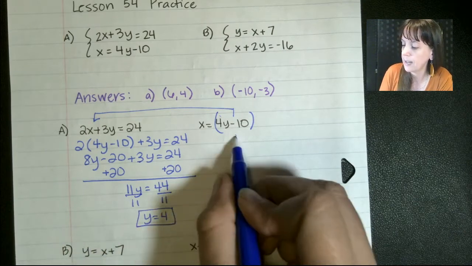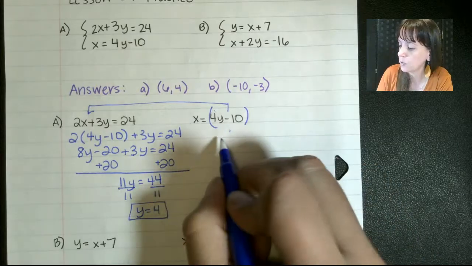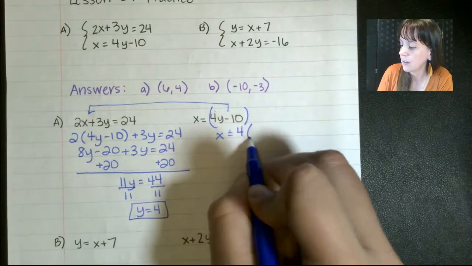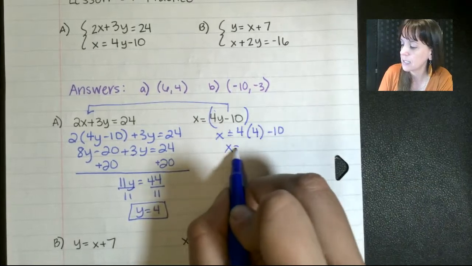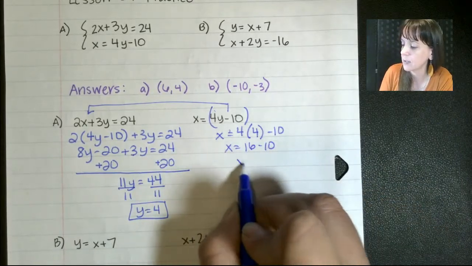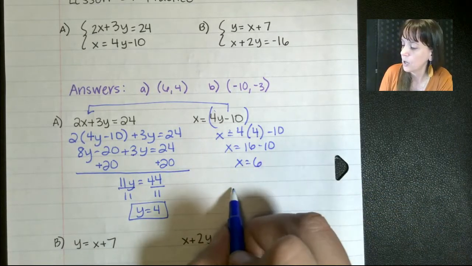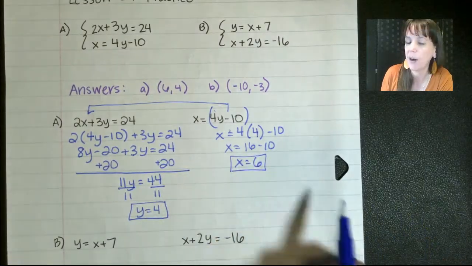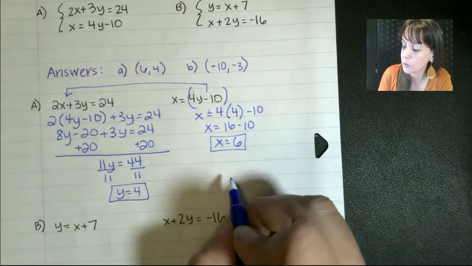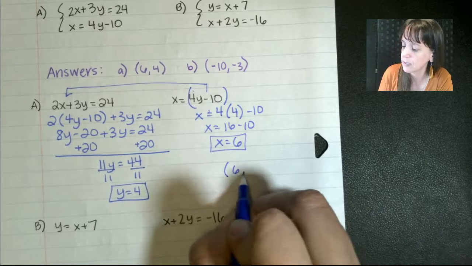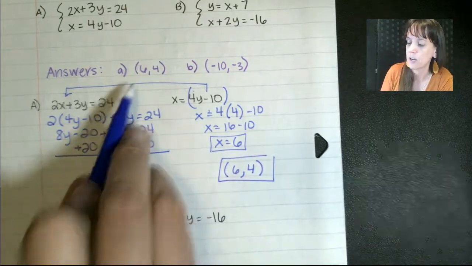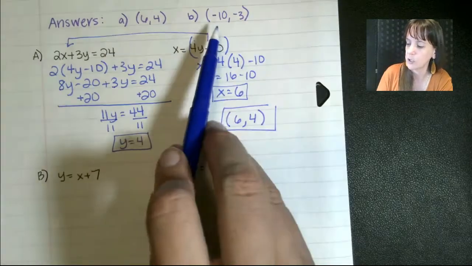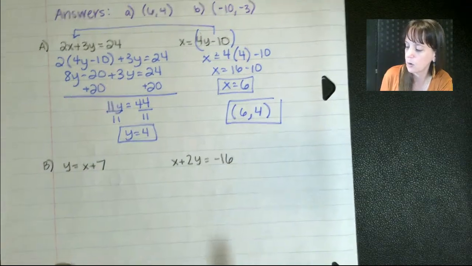All right, so take that information over here. X equals 4, and instead of y, I'm going to put in a 4 minus 10. So x equals 16 minus 10. X equals 6. I boxed those answers, but technically you should just box your solution, which is 6 comma 4. Remember, x goes first. So 6 comma 4. Bam. All right, let's see. We should get negative 10, negative 3 for the next one. Let's hope we do that.